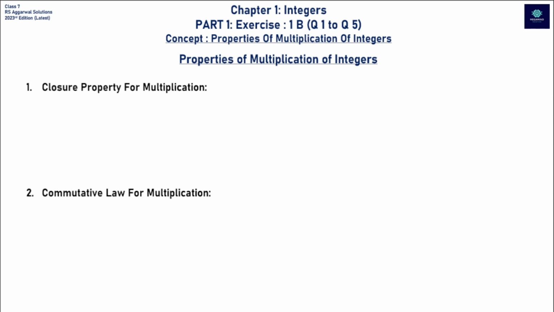So the first property of multiplication of integers is closure property. According to closure property, when you multiply two integers, their product will also be an integer. Let us say if I multiply an integer called a with another integer called b, and let us say their product is c, so even this c will be an integer. So a is an integer, b is an integer, and their product is also an integer.